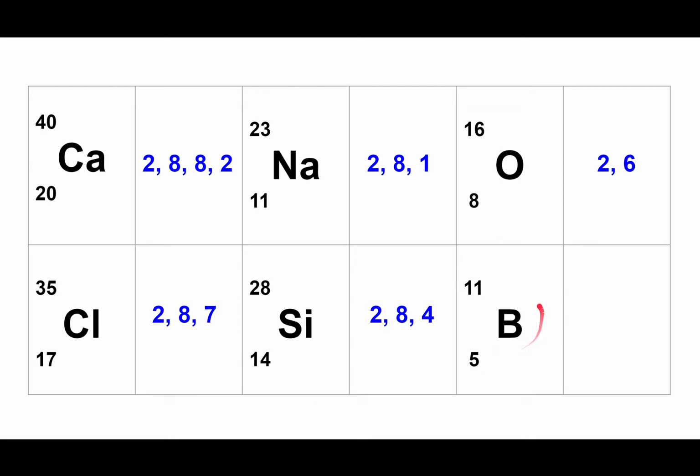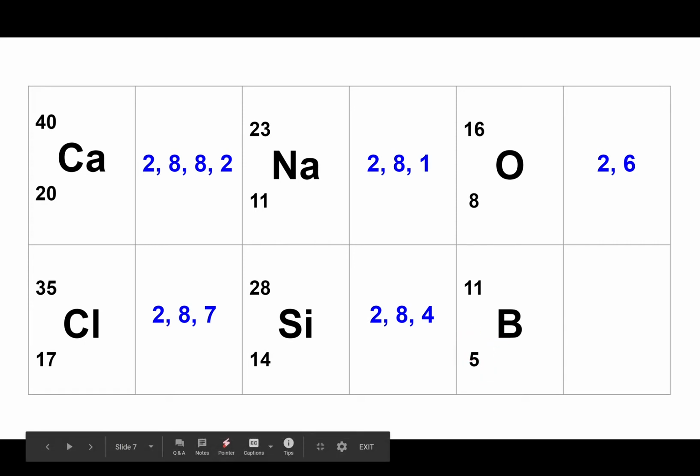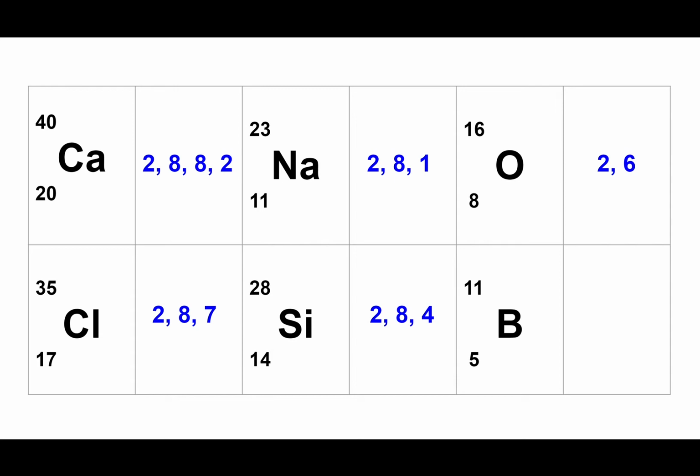So boron has an atomic number of 5, so that means we have 5 protons and electrons. So that means we have 2 electrons for the first shell, and then we only need 5, so then the leftover 3 can then go in the second energy shell.